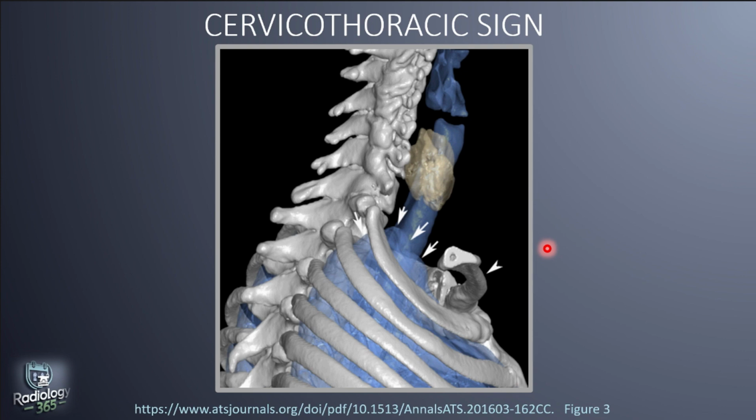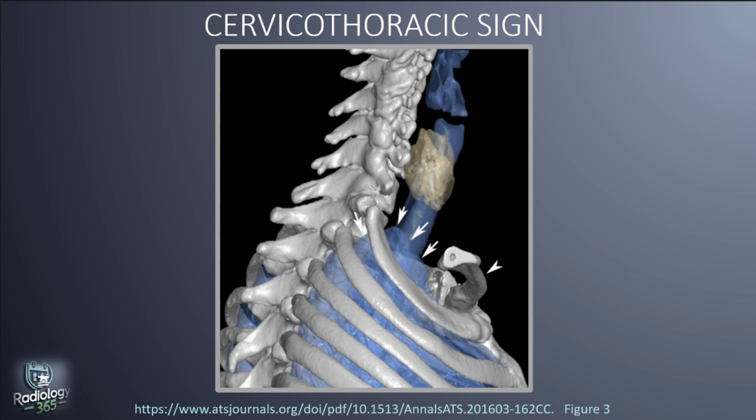So we should understand the anatomy of the thoracic inlet. And this is a volume rendered 3-dimensional CT image in the sagittal projection, and it demonstrates the relationship of the lung apex, shown by these arrows, to the right clavicle here and the first rib here. And these are key landmarks for the cervicothoracic sign. The lungs and the trachea here are indicated by blue.